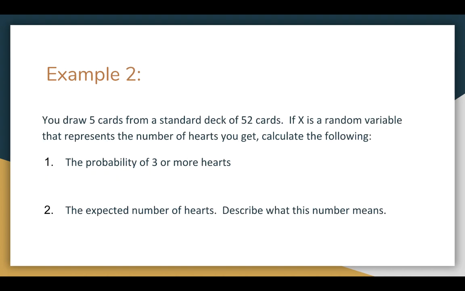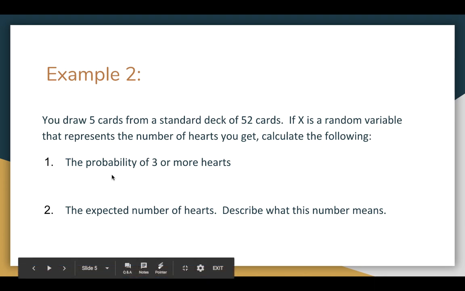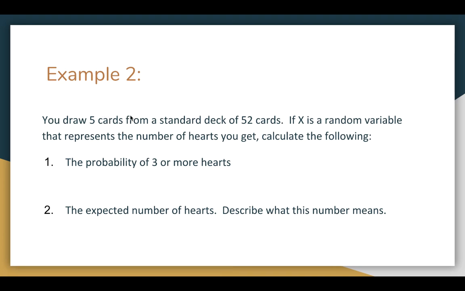Here you're selecting 5 cards from 52. So this is like one of our base hypergeometric or combination cases. X is the number of hearts you get, so you could get anywhere from 0 hearts to 5 hearts. And the probability of 3 or more would be the probability of 3 plus the probability of 4 plus the probability of 5.